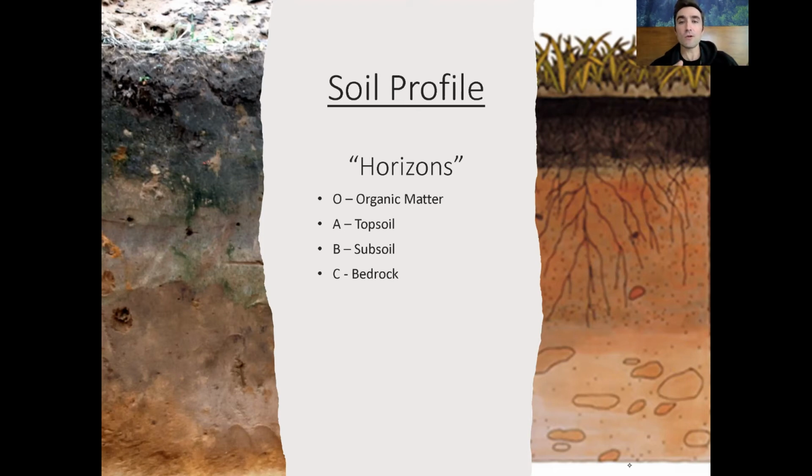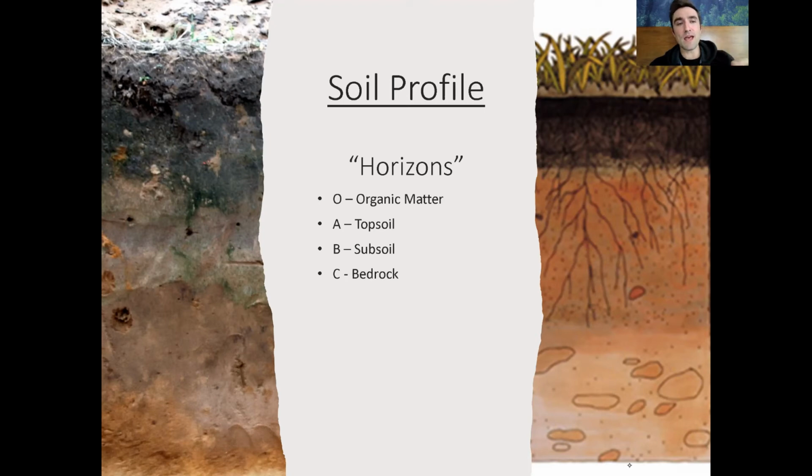So while the O horizon is very important and crucial for plant growth, it's not necessarily part of our strict classification of soil. A lot of times when we test our soil, we scrape the O horizon away because we want to know what we've got down underneath.